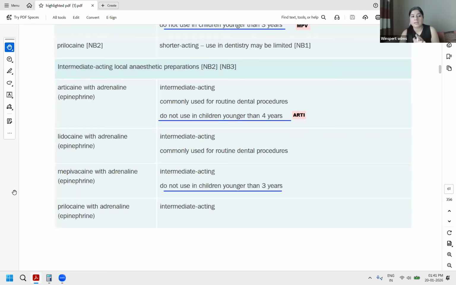So again, articaine can be used now for blocks or infiltration. There is no restriction. In fact, you can choose it over lignocaine in some situations because it gives you deeper, longer, better anesthesia. But the contraindication is 4 years or below, you cannot give it.